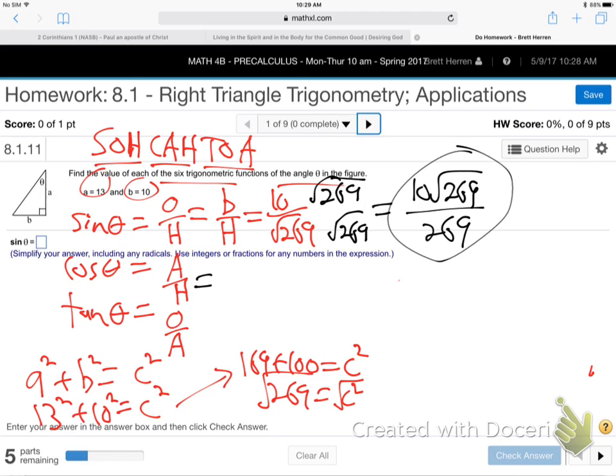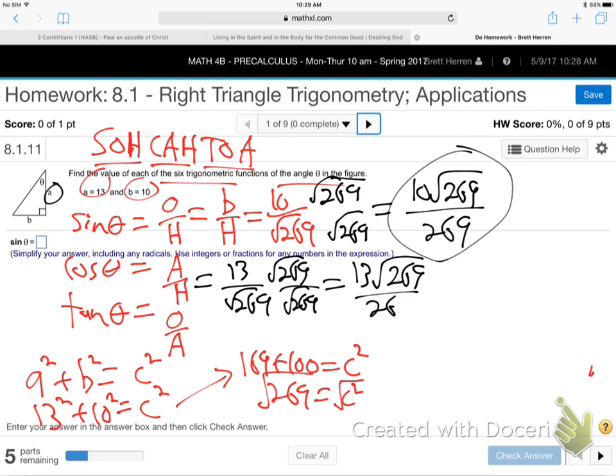It looks prime. Certainly has that look. So cosine of theta is adjacent over hypotenuse, so that would be 13 over root 269. Again, we got to get rid of the root, so multiply top and bottom by root 269. So we get 13 root 269 over plain 269. And then finally, tangent is opposite over adjacent. Tangent's easier, I only have to mess with hypotenuse. It's just 10/13ths.